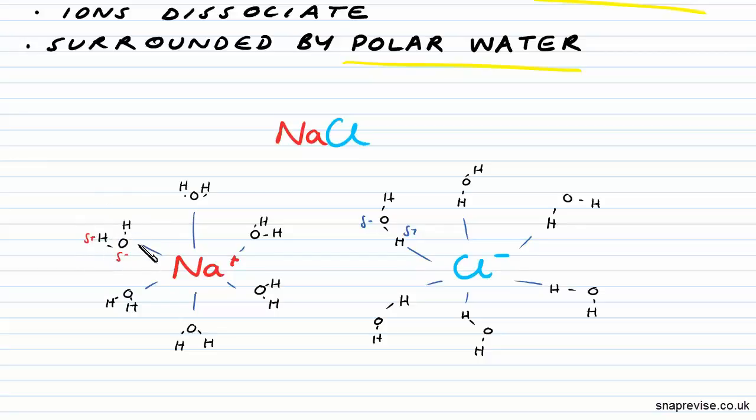The slightly negative oxygens become attracted to the positive ion. In this case, we have sodium from our sodium chloride, our ionic compound. Here, in our negative ion, the slightly positive hydrogens are attracted towards the negative ion, and you can see how our ions are surrounded by these water molecules and become hydrated. So water hydrates these ions and acts as a fantastic solvent.